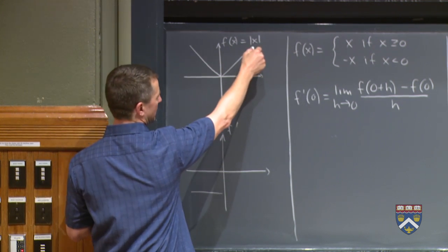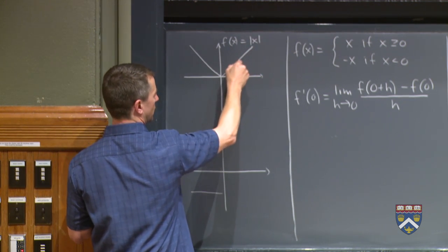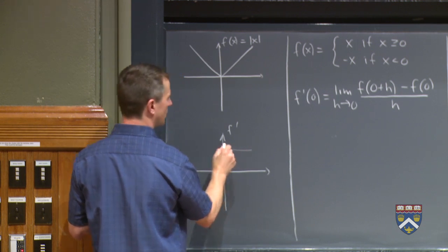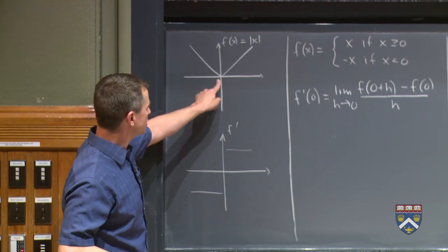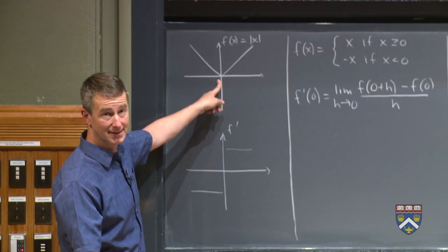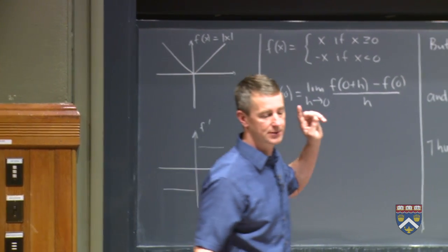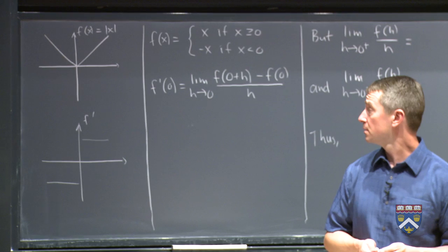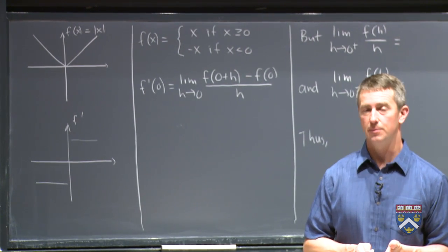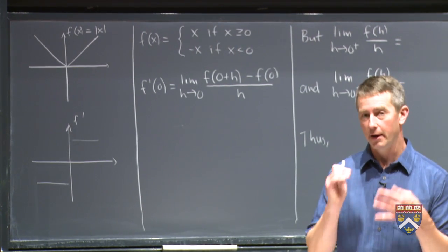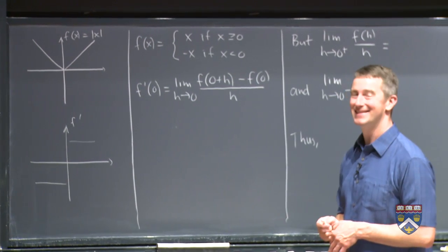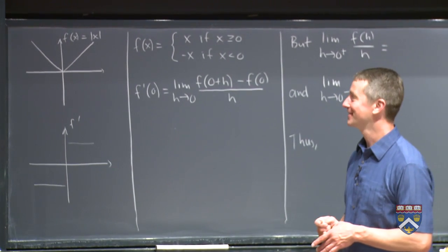And here I'm coming happily along at a slope of what? 1, 1, 1, 1, 1. So here we're going at a horizontal line at 1. And the question is, what should we say about the slope at 0? What do you think it should be? Should it be 0? Should it be 1? Should it be -1? Should it be 1 and -1? Should it be none of the above? Cast your vote.